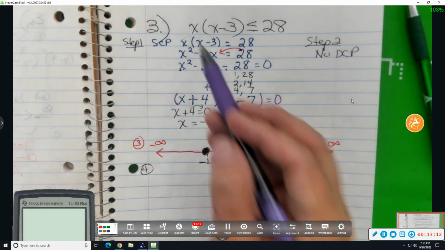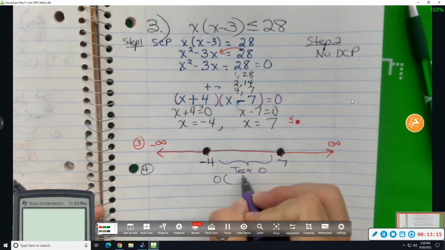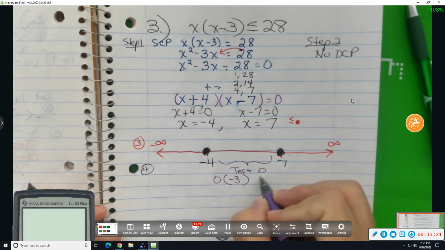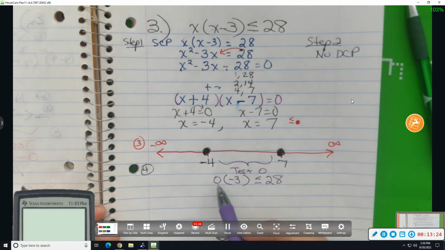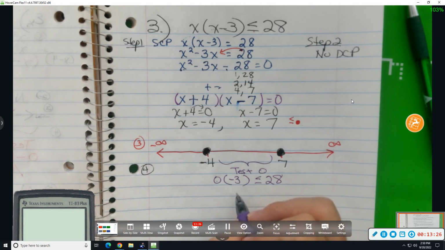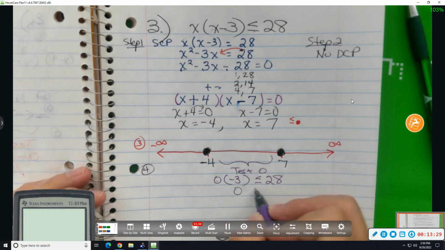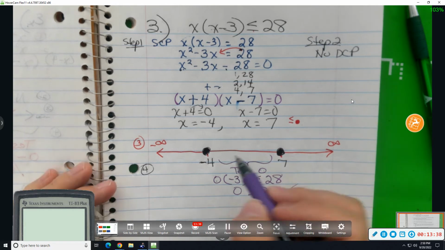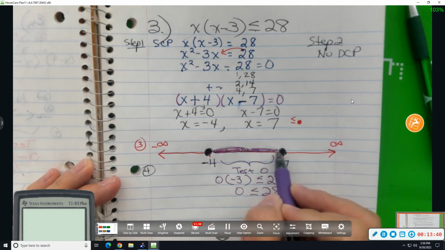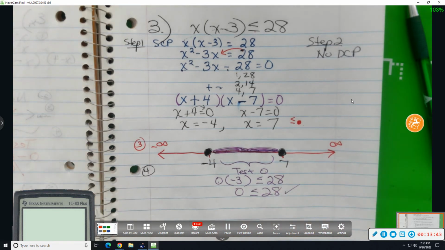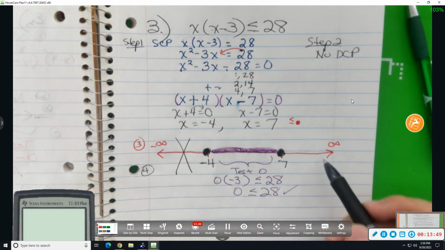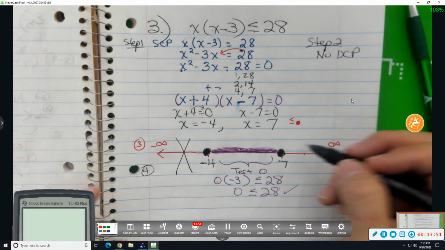Plug it in 0, we get 0 times 0 minus 3 is -3. Is that less than or equal to 28? Sure, 0 times -3 is 0. 0 is less than 28, true or false? Yes, it's true. So we shade. And what are we going to do with the other two intervals? If we tested a -5 here, it would be false. If we tested something like an 8 or a 10 here, it'd be false.